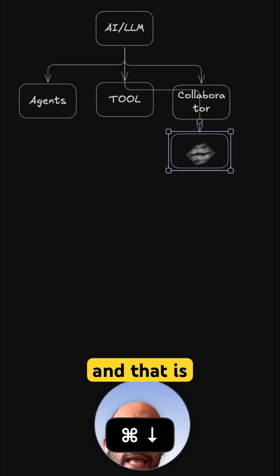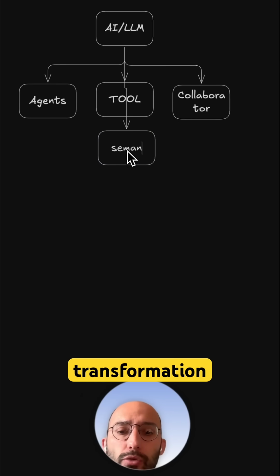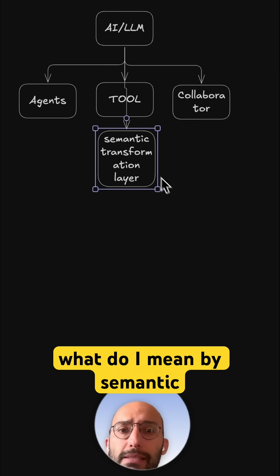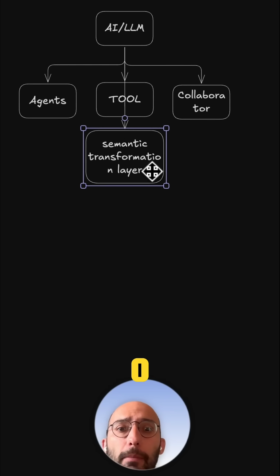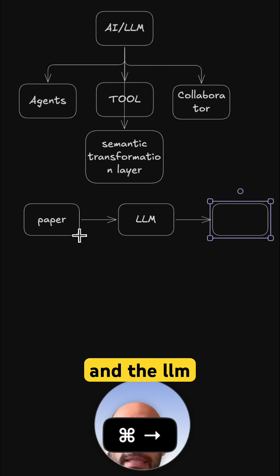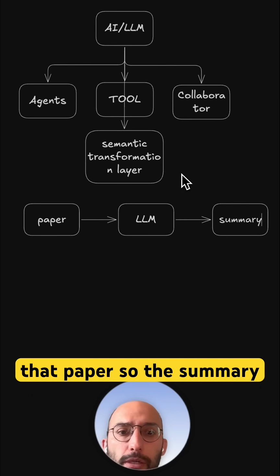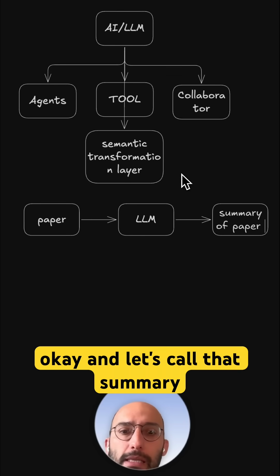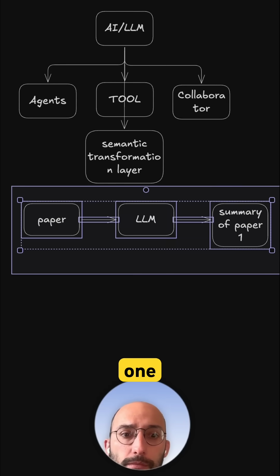And that is as a semantic transformation layer. So what do I mean by semantic transformation layer? I mean, imagine you have a paper, right? And you send that to an LLM and the LLM summarizes that paper. So the summary of paper, okay? And let's call that summary of paper one, right?